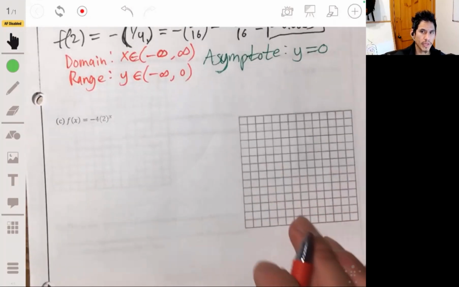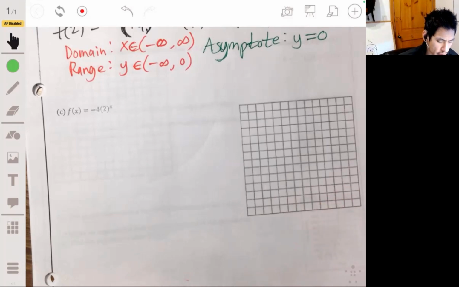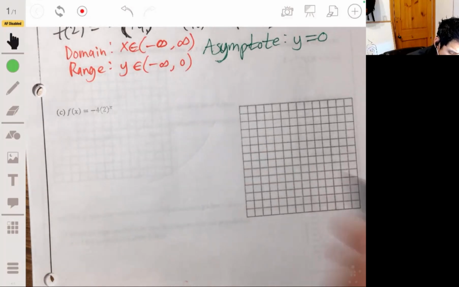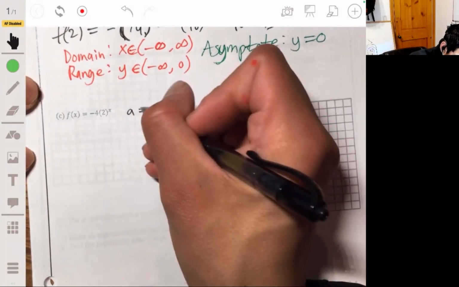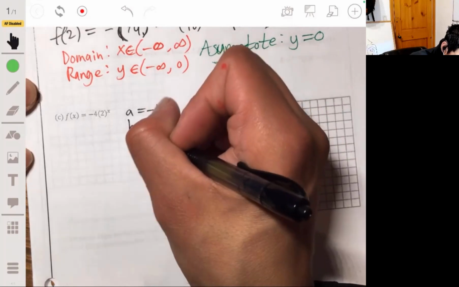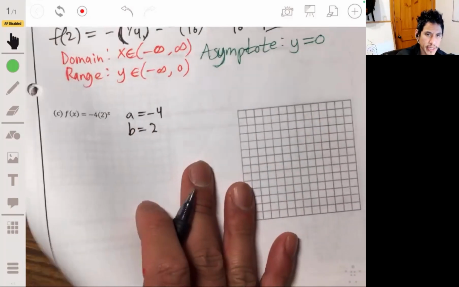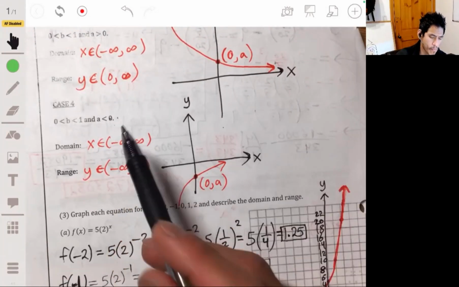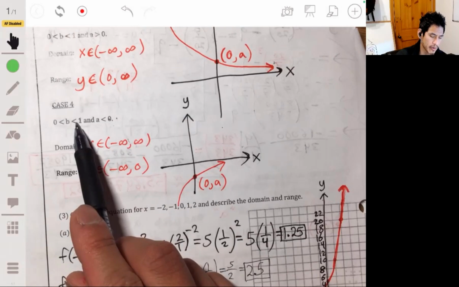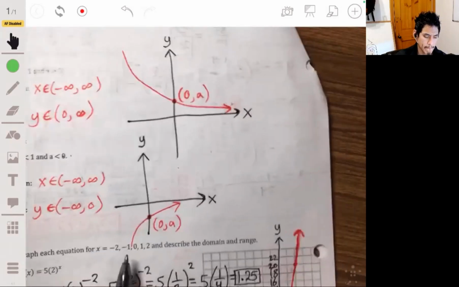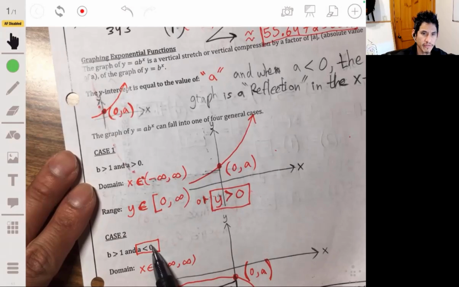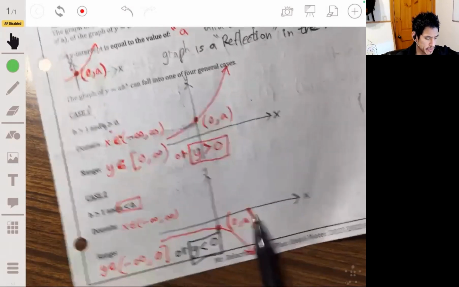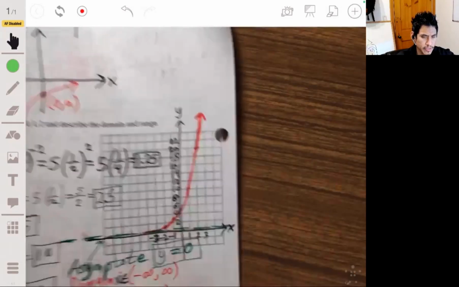Okay, and keeping the fun going strong, for our next problem we have f of x equals -4 times 2 to the x power. So a is -4, b is 2. What case do we have here? Let's see, a is negative, but b is greater than 1, so it's not going to be this one. A is negative, but b is greater than 1, so we got case 2. So we know our graph will look something like this, just for some reference.